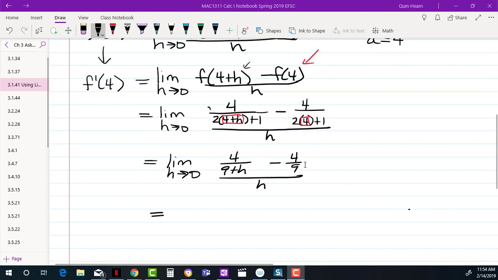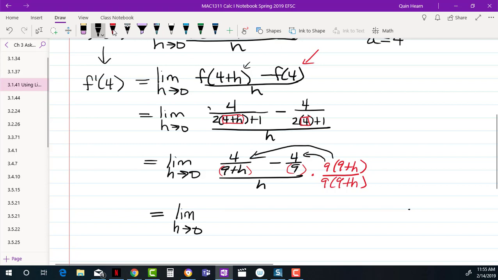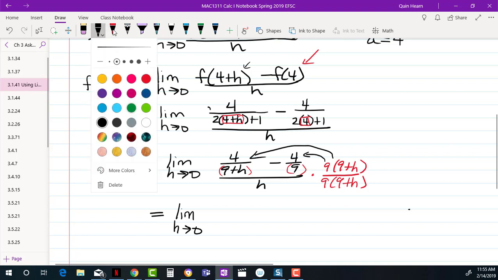Okay, so we're going to simplify this by multiplying the numerator and denominator of this large fraction by the common denominator of the two small fractions to get those denominators to cancel out. So 9 and 9 plus h are the factors that I'd like to cancel out. So I'm going to multiply by that on the top and on the bottom. And so this is going to give me the limit as h goes to 0 of, when you distribute this, it's going to go into each numerator.